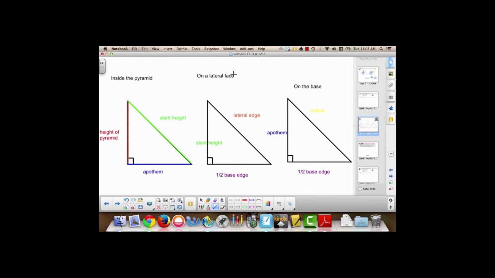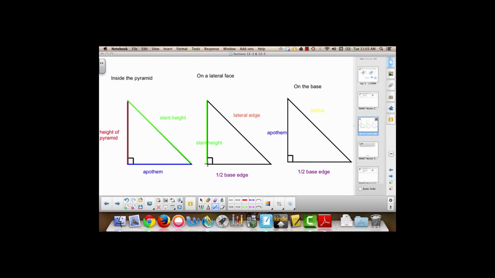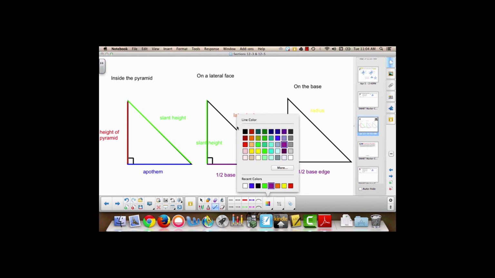The second right triangle is on a lateral face itself. It's a triangle on that isosceles triangle lateral face. This leg is the slant height, going from that top vertex perpendicular to the base edge. Because it's an isosceles triangle, that segment also cuts the base edge in half. So this length is half the length of the base edge. Finally, we have the lateral edge, the place where two lateral faces meet.